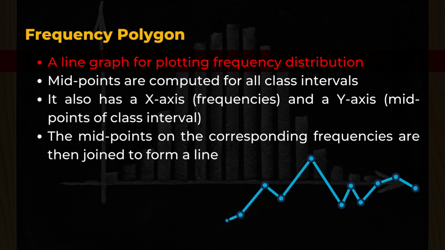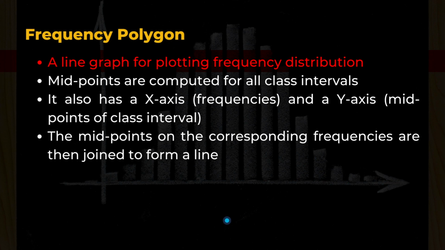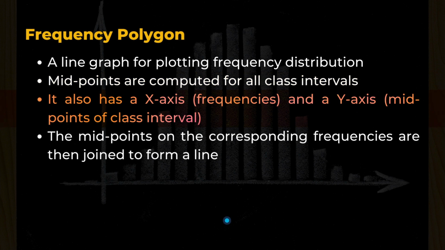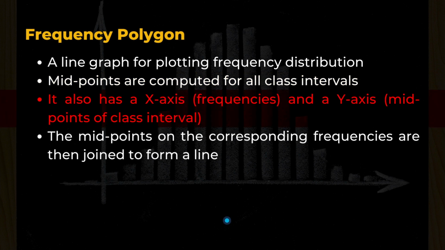The tabulation and graphical representation of data are interrelated, because there we find the class intervals, the midpoints, or the lower limit and the upper limit. Now this becomes important when we graphically represent the data. So in a frequency polygon, the midpoints are computed for all the class intervals. Again, the x-axis and y-axis become important.